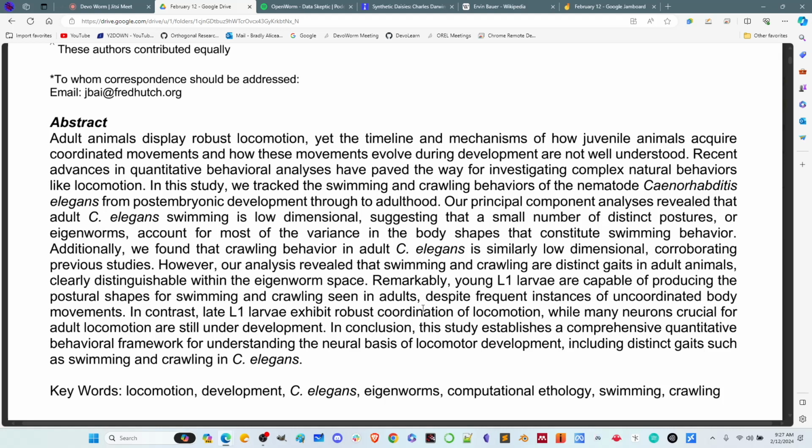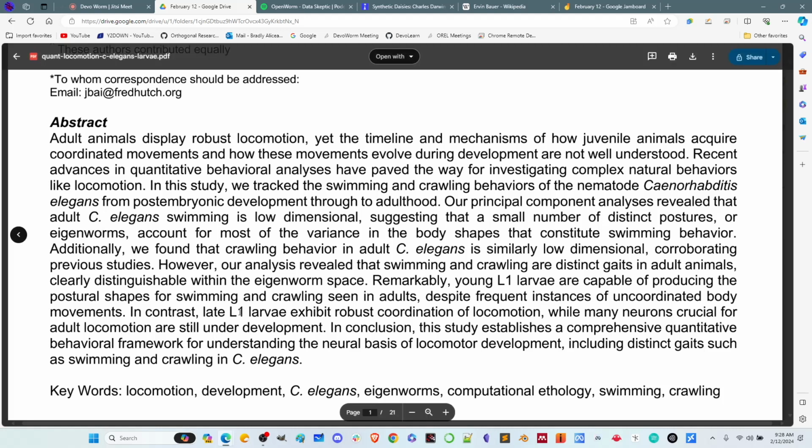So remarkably, young L1 larvae are capable of producing the postural shapes for swimming and crawling seen in adults. So they have these behaviors that you see in adults, despite frequent instances of uncoordinated body movements. Their movements aren't really totally coordinated yet. We talked in a previous meeting about how, in the embryo, you start out with these muscle twitches, when the muscles, before they even get connected to the connectome and while they're differentiating, twitch sort of autonomously. Then as they connect to the connectome, they coordinate their movements. So the L1 has this carryover of uncoordinated movement, but they actually do have these behaviors that you can see in L1, but they're not specialized yet.